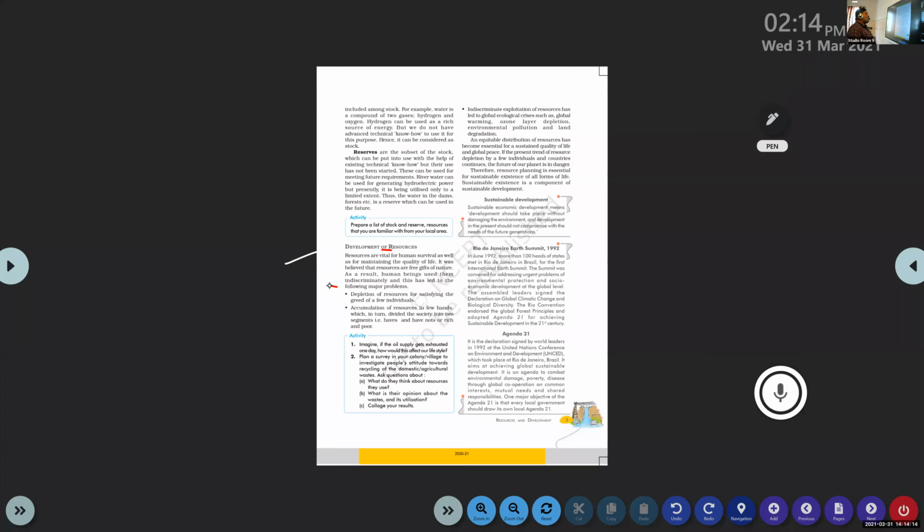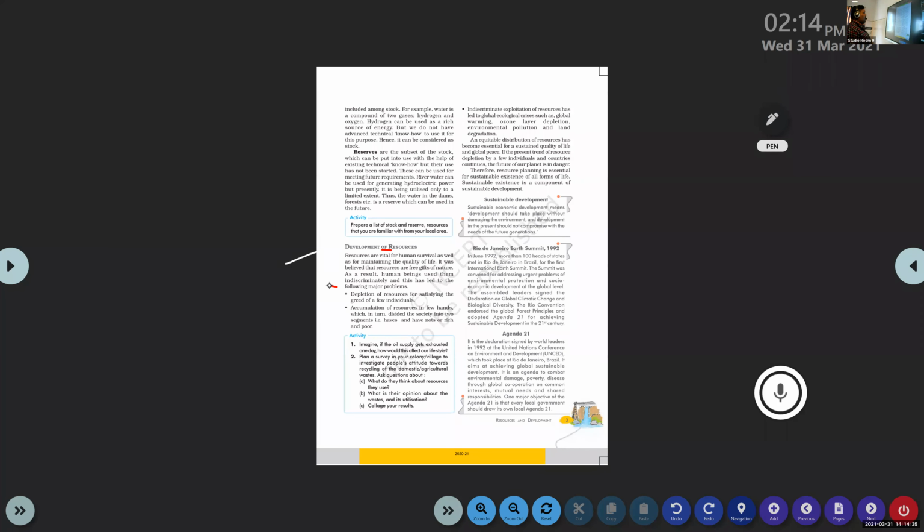Okay. What are the problems related with the indiscriminate use of resources? Write down the question. What are the problems related with indiscriminate use of resources?